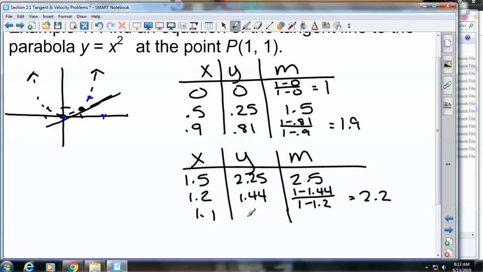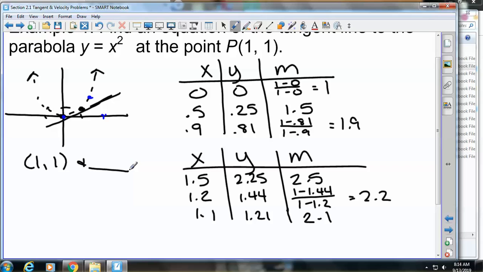Okay, the 1.1 people. You put in 1.1, you get 1.21. And what did you get for your slope? 2.1. Okay. Are there questions on how I'm getting my y or my slope? Basically, in all of these, for the slope, we are looking at the point 1, 1 and whatever ordered pair you got. And then we're doing change in y over change in x. So the whole idea here is we're trying to figure out what the slope is approaching.